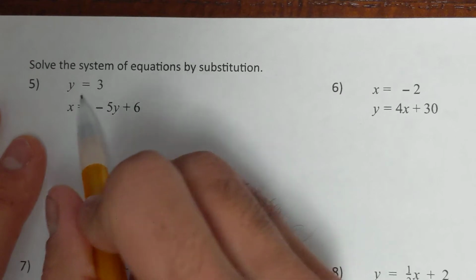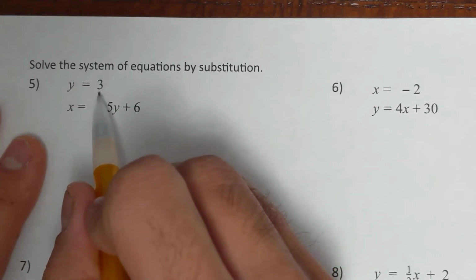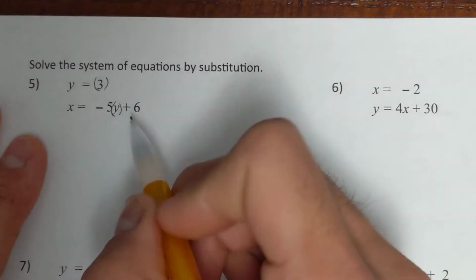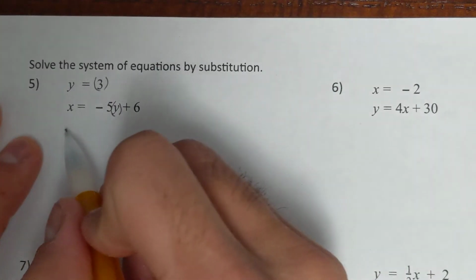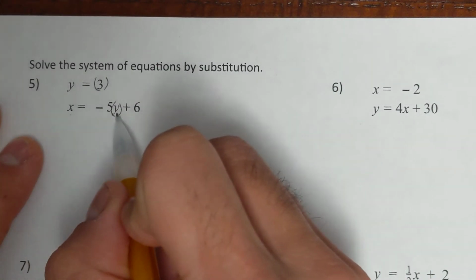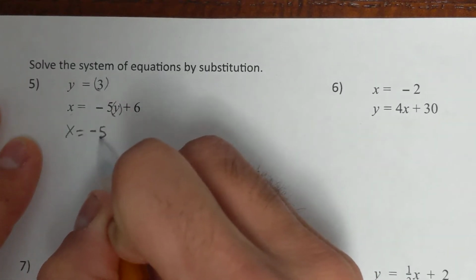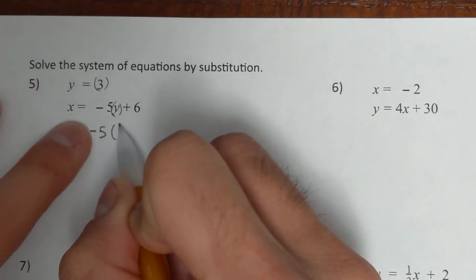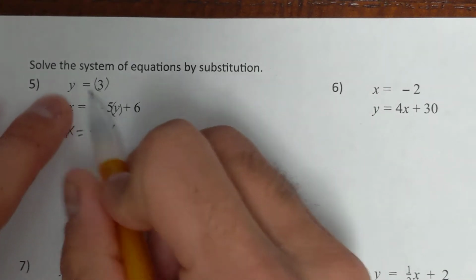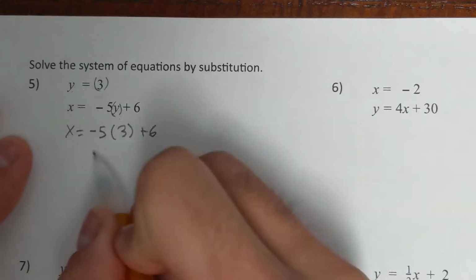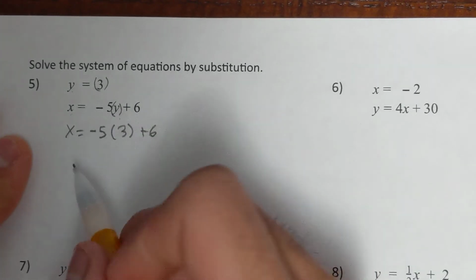So what we're going to do is, since we know y is equal to 3, we're going to plug that into y over here. So we're going to substitute. Now when we write the second equation to solve for x, we get x is equal to negative 5y plus 6. Now I'm going to substitute my y value of 3, because we know that y is equal to 3. Now we just solve it out.